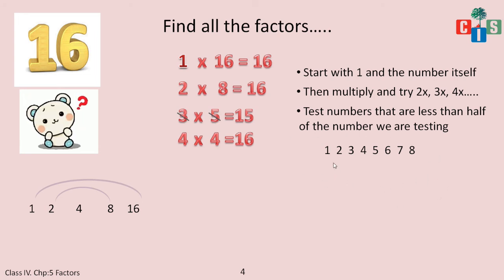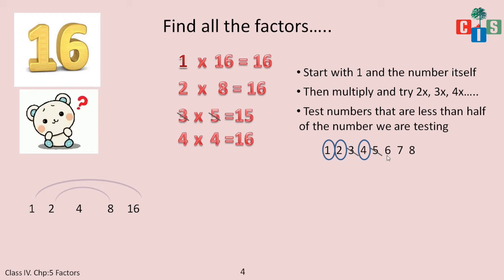Okay, so let's check. We have tested for 1. 1 is a factor. We have written it separately. 2 is also a factor. We have written it. And 3 is not a factor. See, we have cut it. 4 is written as a factor. 5 is not a factor. See, 3 multiplied by 5 is 15, so 5 multiplied by 3 will also be 15. So 5 is also not a factor.